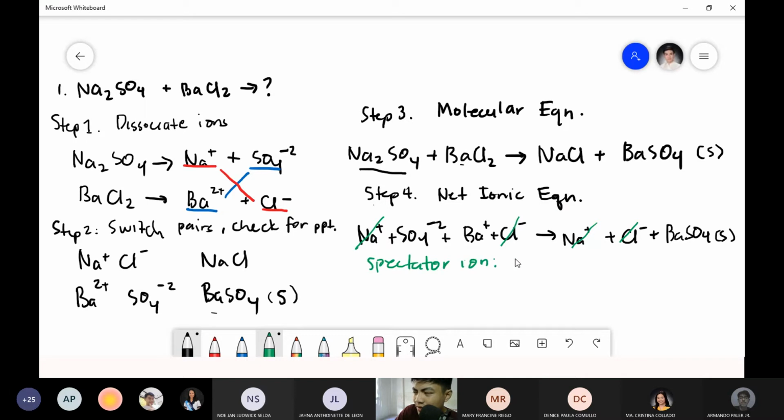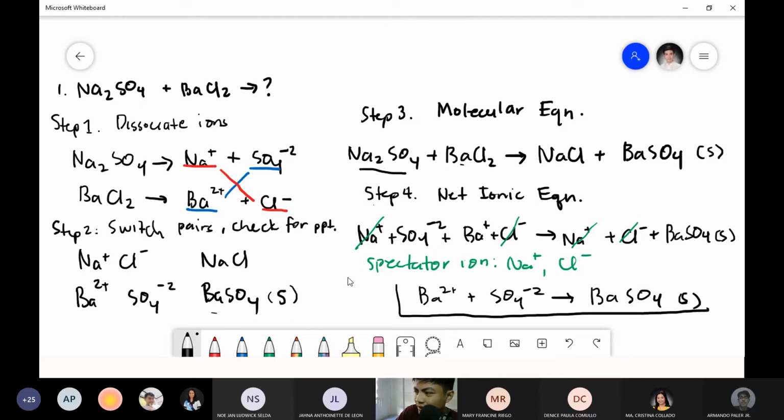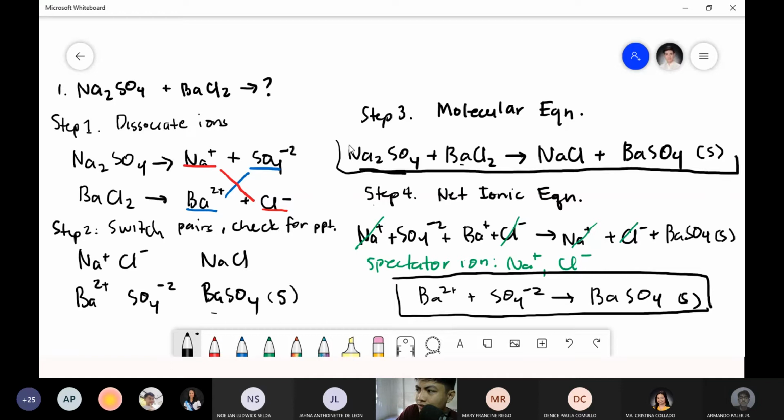Ibig sabihin, wala silang ambag, nakatingin lang sila. Okay, so wala silang ginagawa, nakatingin lang. So the remaining ions will be the Ba2+, SO4 2-, producing the precipitate. This will be our net ionic equation. This one is our ionic equation. Do you always need to write them out? Yes. Depende sa tanong sa question. Okay. Pero ganyan yan. Dali lang, no?